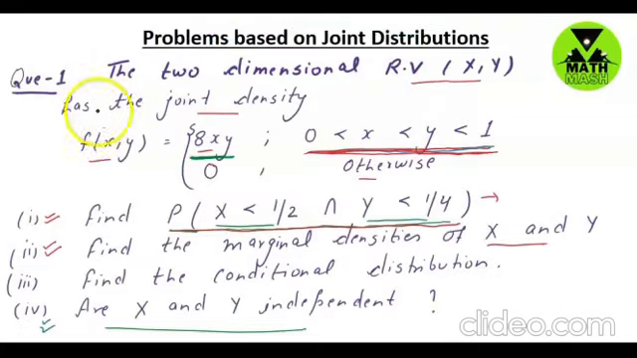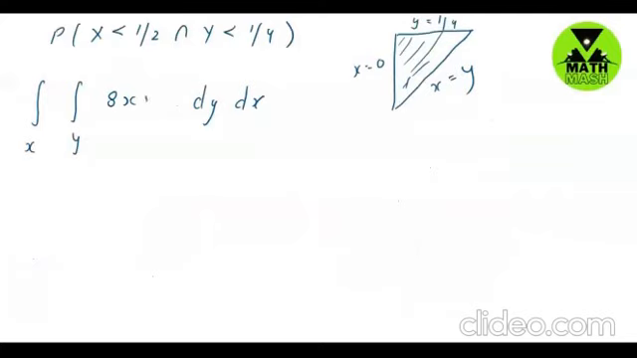What is the function here? The function here is 8xy. Now what are the limits for y? We know that for y, limits move from bottom to top, and for x, limits move from left to right. The outer limits are always the constant limits. So x is varying from where to where? x is varying from x is equals to 0 to x is equals to 1 by 4. So x is varying from 0 to 1 by 4.